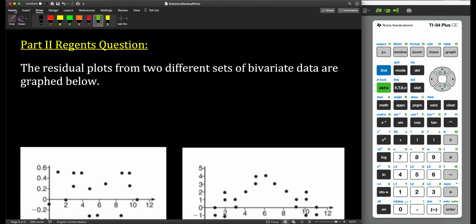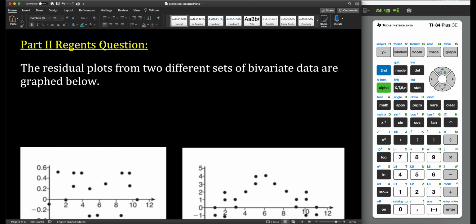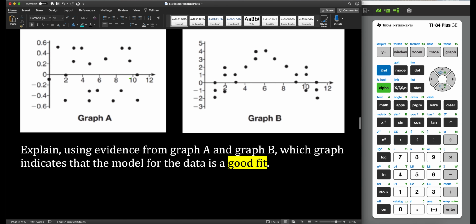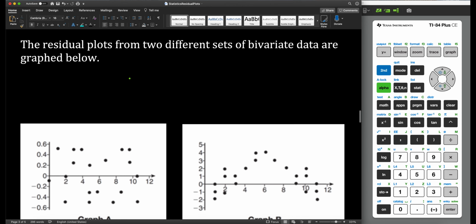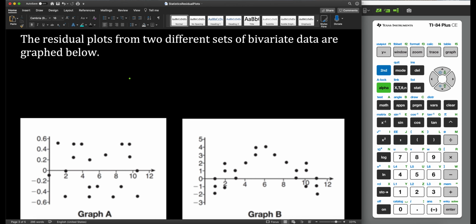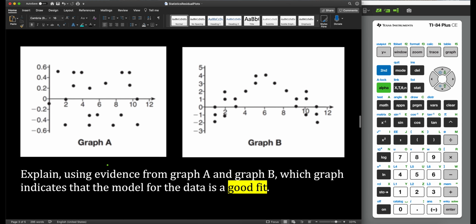Okay, here's a Part 2 Regents question, guys. Now, notice in a Part 2 Regents question, it's not multiple choice. It says, the residual plots from 2 different sets of bivariate data are graphed below. Now, don't get crazy about bivariate data, guys. That just means it's comparing 2 different pieces of data, which you have here for the y-axis and then the x-axis.